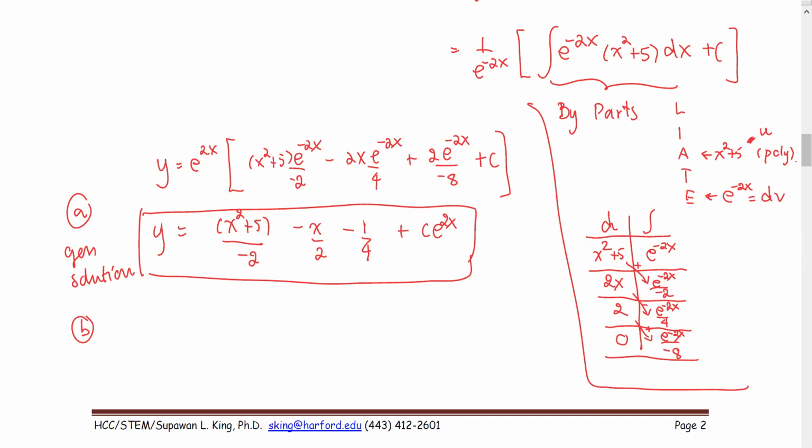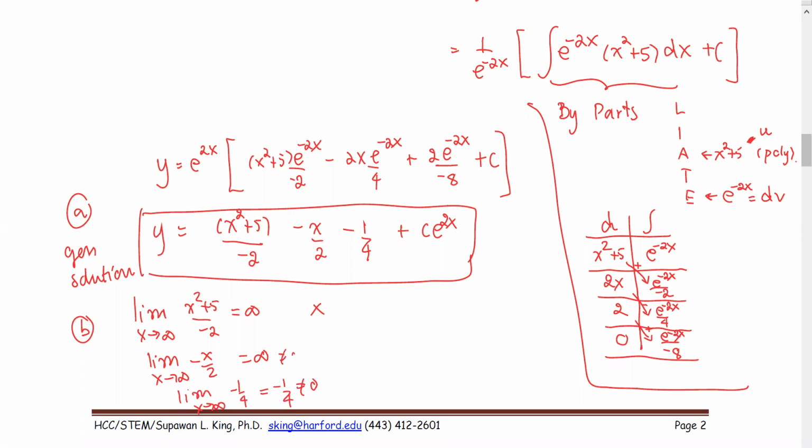And next, part B, we are going to determine the transient term. We're going to look at each term by taking the limit. So the limit of x squared plus 5 over negative 2 as x approaches infinity will return infinity, so it's not the transient term. Next, the limit of negative x over 2 as x approaches infinity would return infinity as well. The limit of negative 1 over 4 as x approaches infinity will be negative 1 over 4, so not equal to 0.